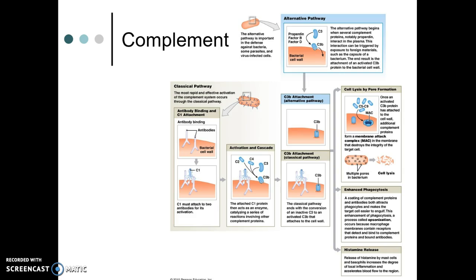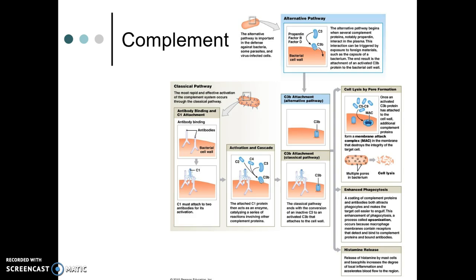When we look at the complement system, it's composed of over 30 different complement proteins. So we have C1 all the way up through C30, and we're really not going to spend a lot of time looking at these various parts. There are two different ways that complement can function. The first is called the classical pathway. This is the one that we understood first. That's why it's called the classical pathway. It is also the most rapid and the most effective activation.